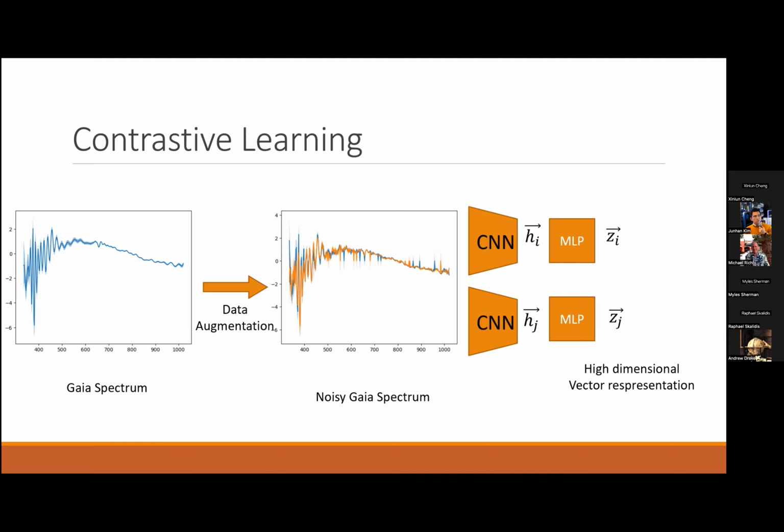And just as we said before, we want these two to be pretty close to each other, since they are essentially the representation of the same spectrum.